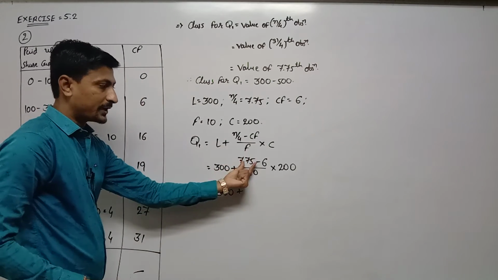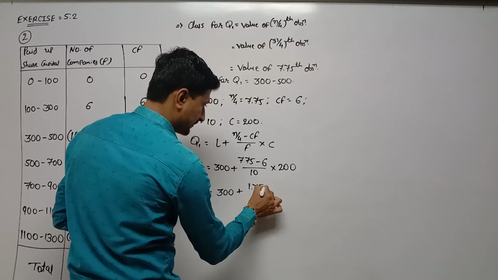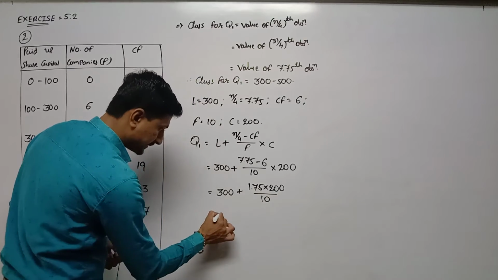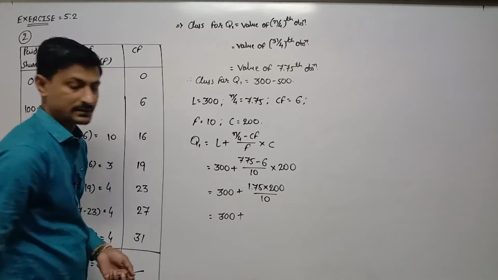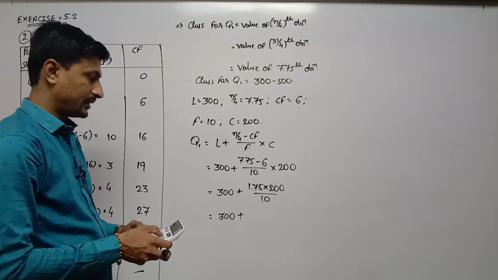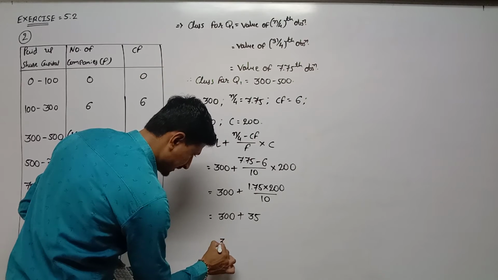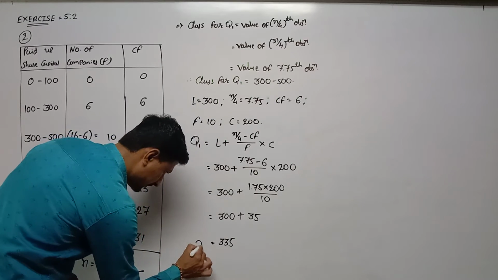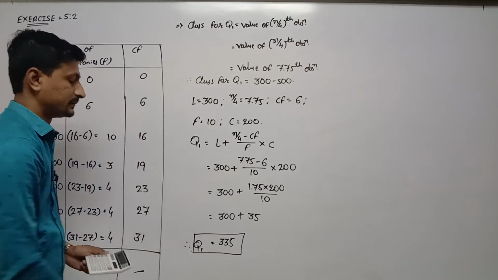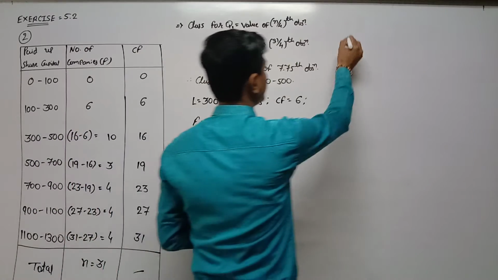Next step, 300 plus numerator difference, 7.75 minus 6 is 1.75, into 200 divided by 10. So 300 plus, using calculator, 1.75 into 200 divided by 10 is 35. Adding both values, 300 plus 35, the value of Q1 is 335. Okay.